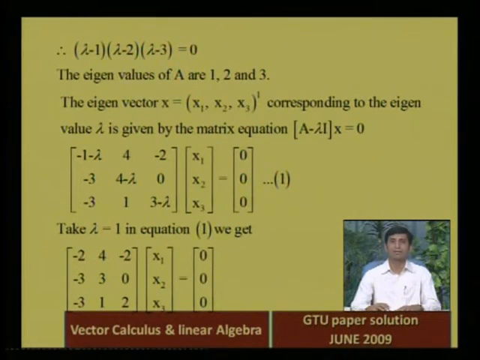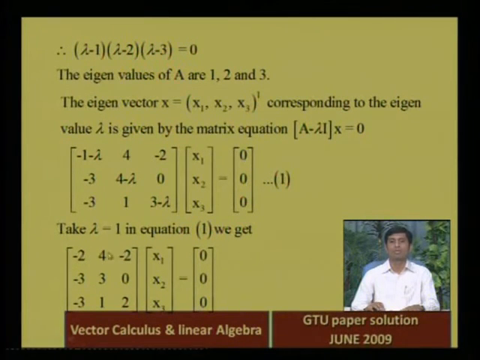Okay, so the eigenvector x corresponding to the eigenvalue lambda is given by the matrix equation A minus lambda I times x is equal to 0, that is minus 1 minus lambda, 4 minus lambda, 3 minus lambda, 4, minus 2, minus 3, 0, minus 3, 1. Okay, we want to find the eigenvector corresponding to lambda equal to 1. So put lambda equal to 1 in this equation, we get minus 2, 4, minus 2; minus 3, 3, 0; minus 3, 1, 2.